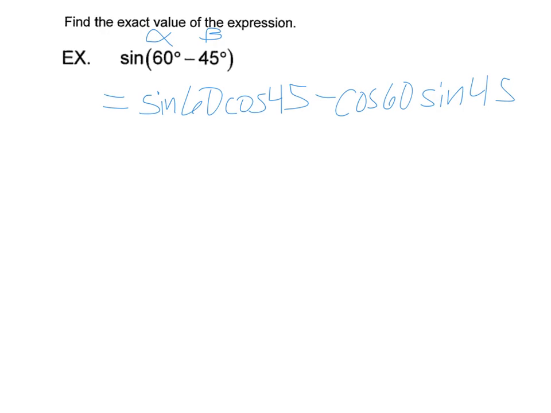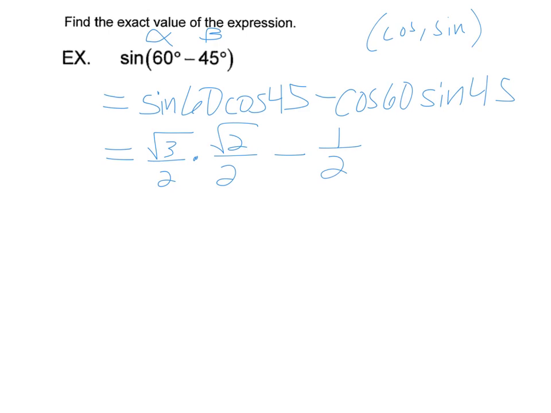Now go to the unit circle to look up all of the values for what we have in the formula. We want to know the sine of 60, the cosine of 45, and so on. So on the unit circle, remember that the first number in the parentheses is the cosine, the second number is the sine. Looking up the sine of 60, it is square root of 3 over 2. Cosine of 45, square root of 2 over 2. Cosine of 60 is 1/2. And the sine of 45 is square root of 2 over 2.